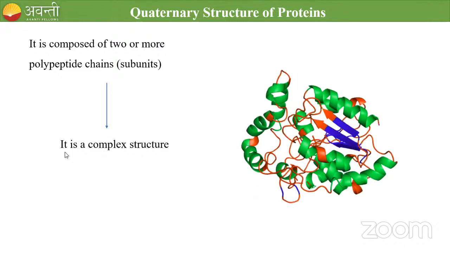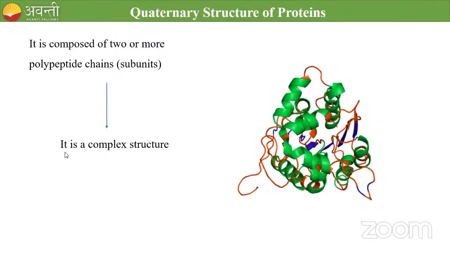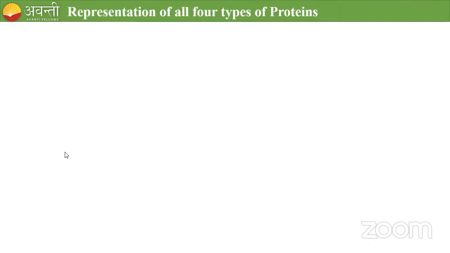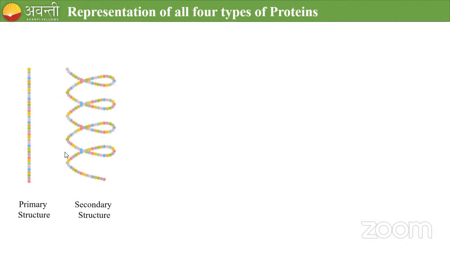It is present in hemoglobin kind of thing. I will show you all the four so that you can understand. Okay. The very first representation of the primary structure is this, and the secondary structure is like this. This is for alpha helix, and for beta pleated sheet also. You can understand with this.